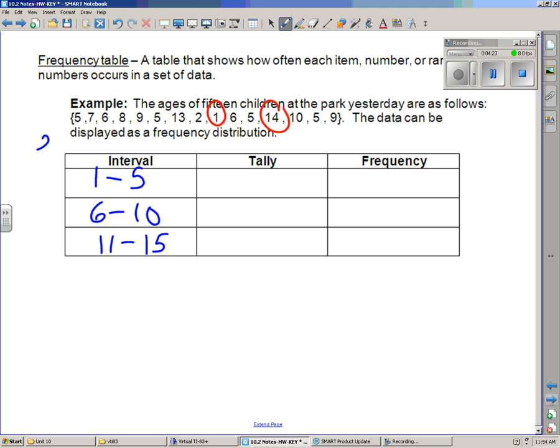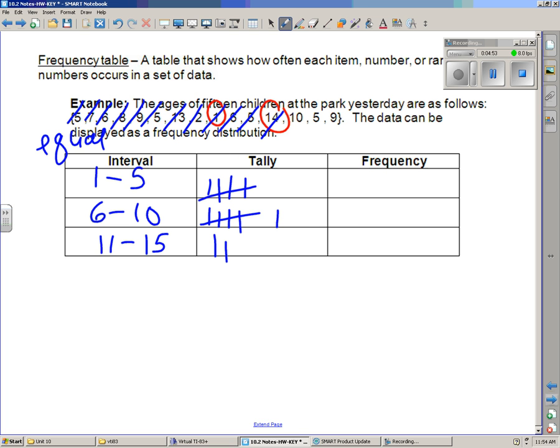It might even be worth writing the word here, equal intervals. So then what you need to do is do tally marks for those kids. So in other words, I've got a 5-year-old would go there, a 7 would go here, 6, 8, 9, 5, 13, 2, 1, 6, 5. Whoopsie, that should have been like this.